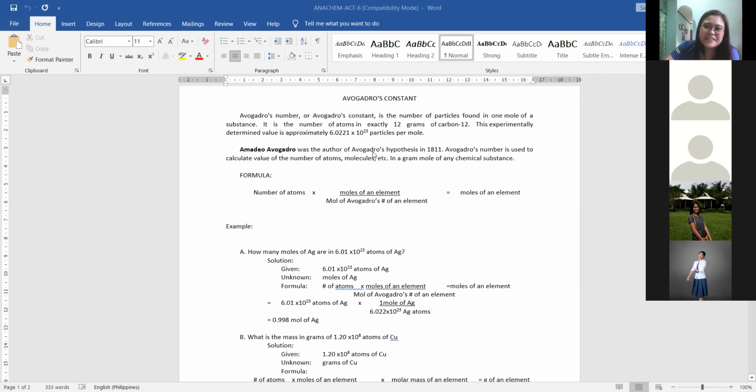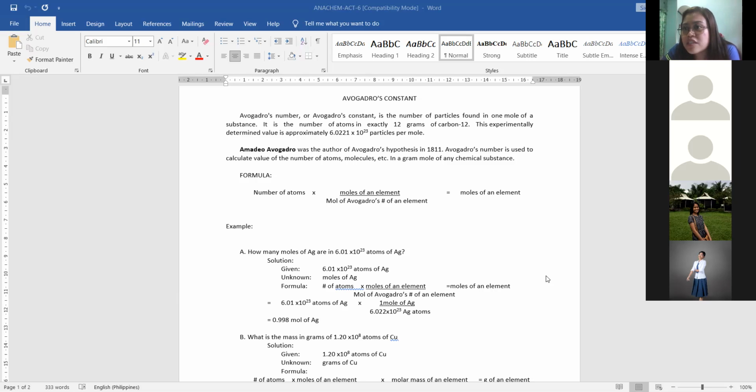For Avogadro's number, class, this is a constant. Either you use 6.0221 or you can simplify it to 6.022. You'll get the same answer. 6.022 times 10 raised to the power of 23. In one mole, according to Avogadro, there are 6.022 times 10 raised to the power of 23 particles, or it can be atoms.